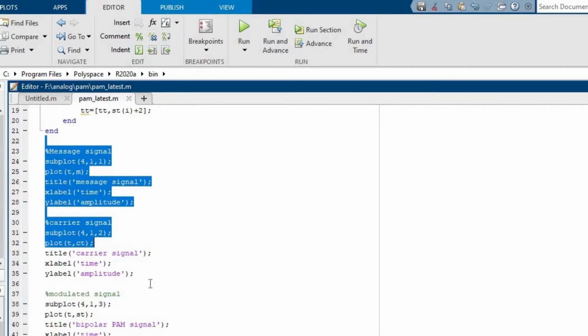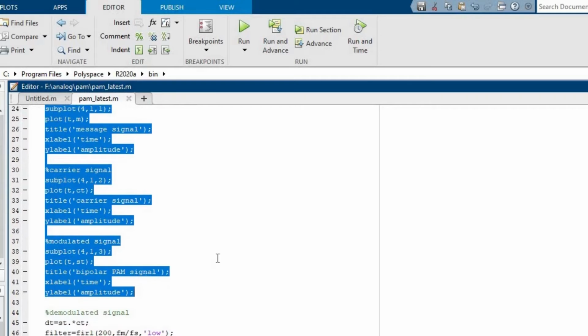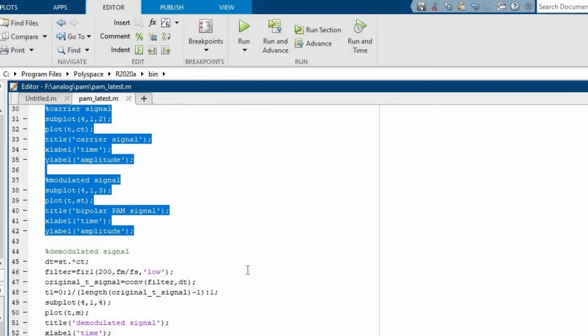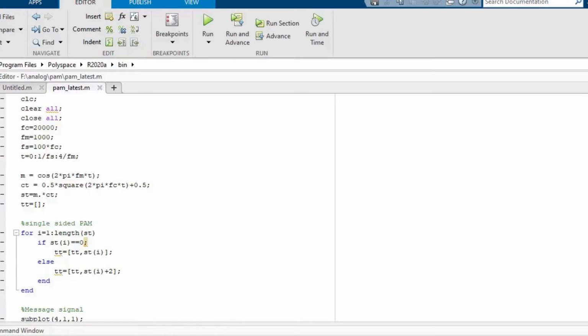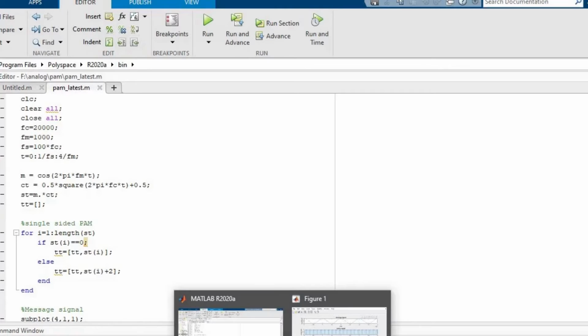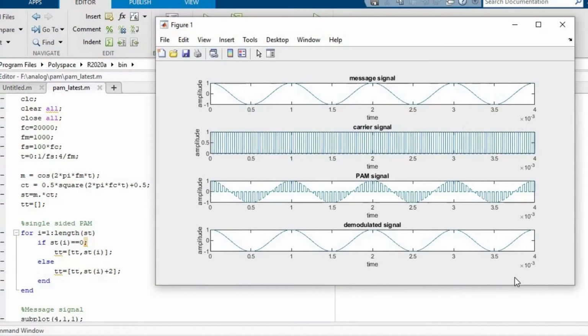Then all of the signal will be plotted. And then as for the demodulating process, the modulated signal is then multiplied with pulse signal, and it is passed through the low pass filter. The signal is then convoluted and then produces back the original signal. So the result of FC being 20 kHz and FM being 1 kHz, it will produce a waveform like this where there is no distortion found.